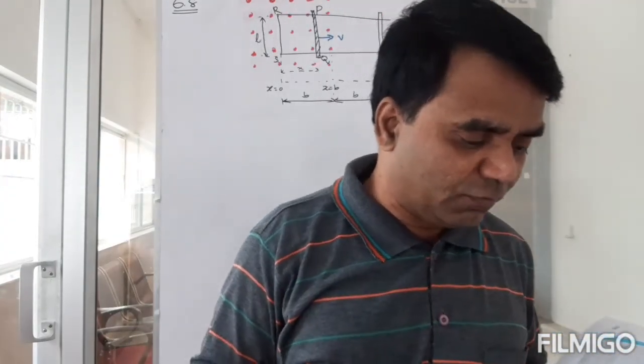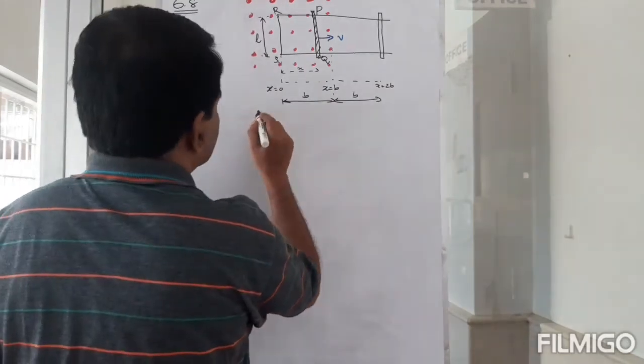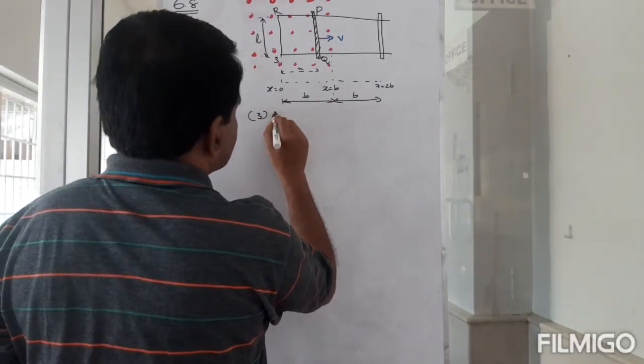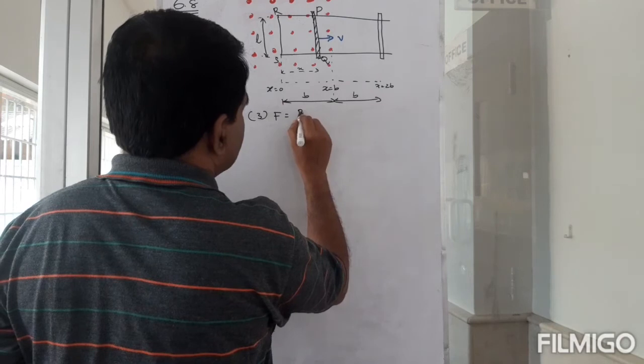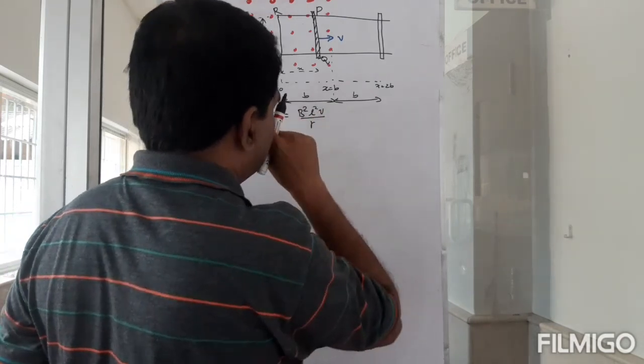Okay, now let's look at the third part, which is the calculation of force. The force equation is this, right? Force is equal to B squared L squared V by R.